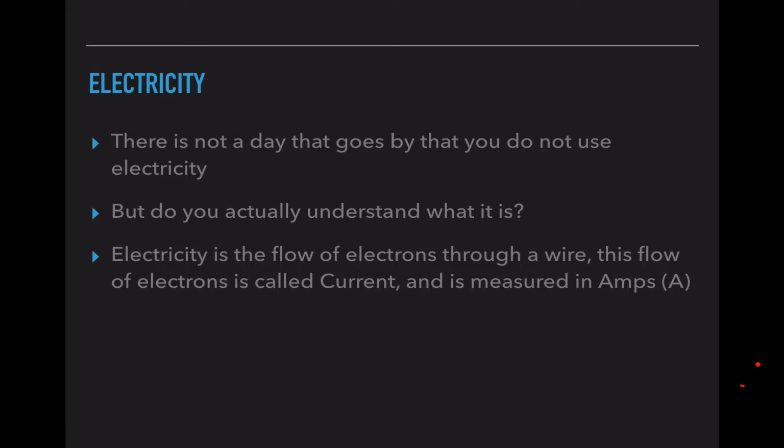Electricity is the flow of free electrons through a wire. This flow of electrons is called current, and it's measured in amps. So electricity is the ability for electrons to transfer energy to an appliance or a substance.